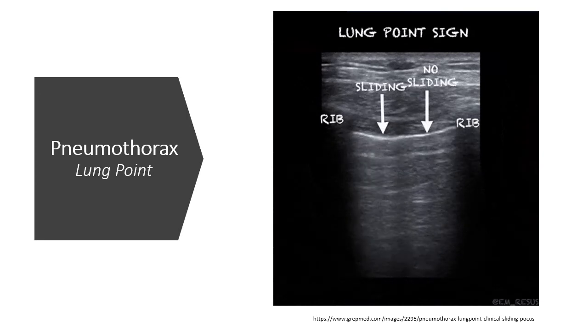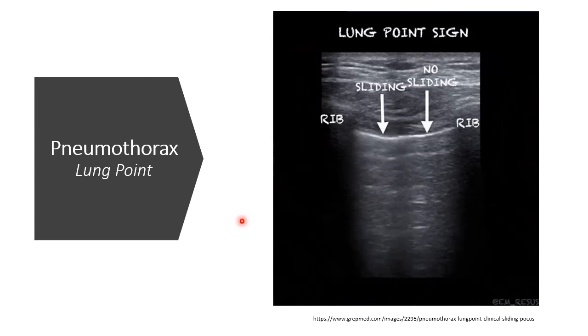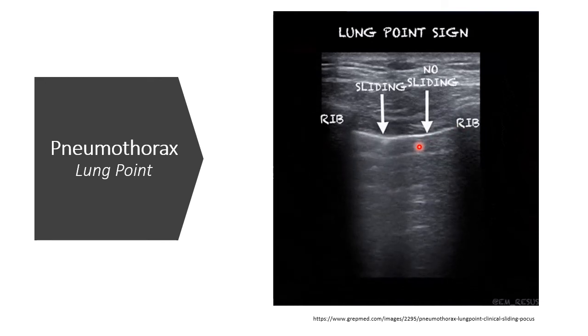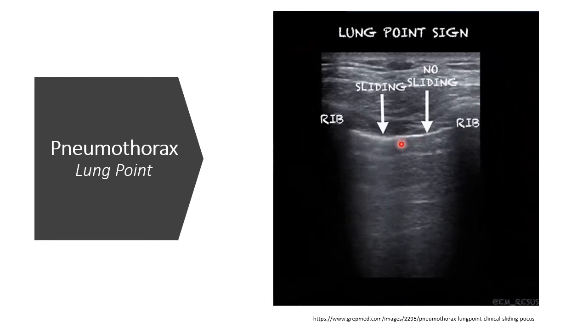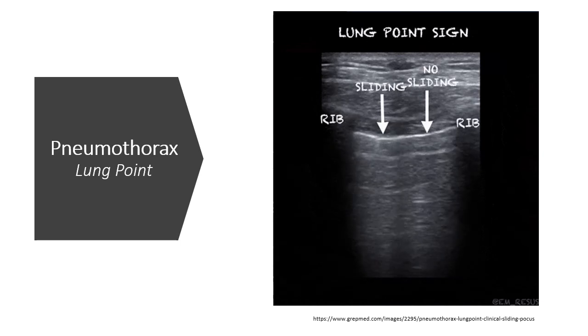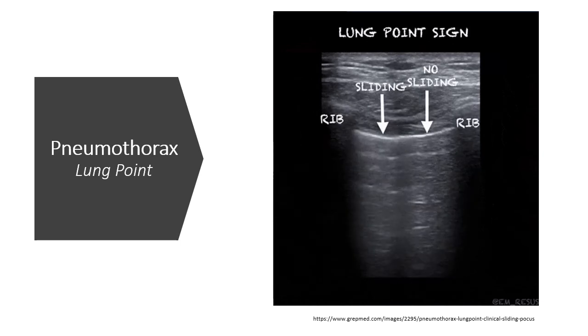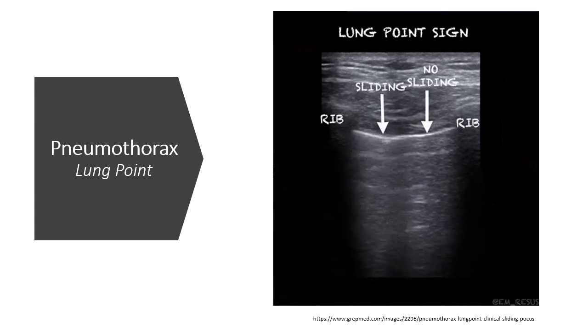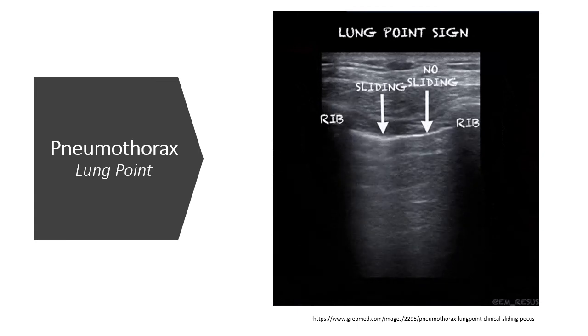Here's another example, and it's really the same concept. You see lung sliding right here, but over here you see no lung sliding, and so this is the point that the pneumothorax is actually starting. So occasionally you're able to use lung sliding to map out the size of a pneumothorax. You can move the probe all around the chest and find the different lung points, and you can see how big the pneumothorax is and how much of the thorax it's taking up. But anytime you see lung point, you know that you have a pneumothorax and it's 100% sensitive.